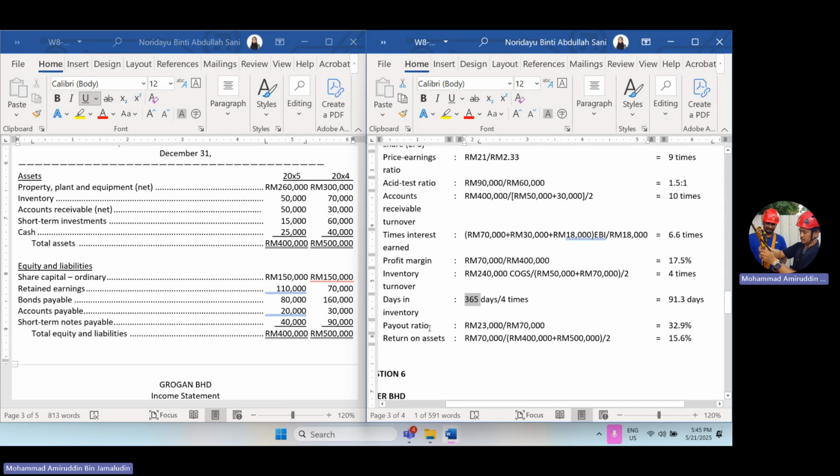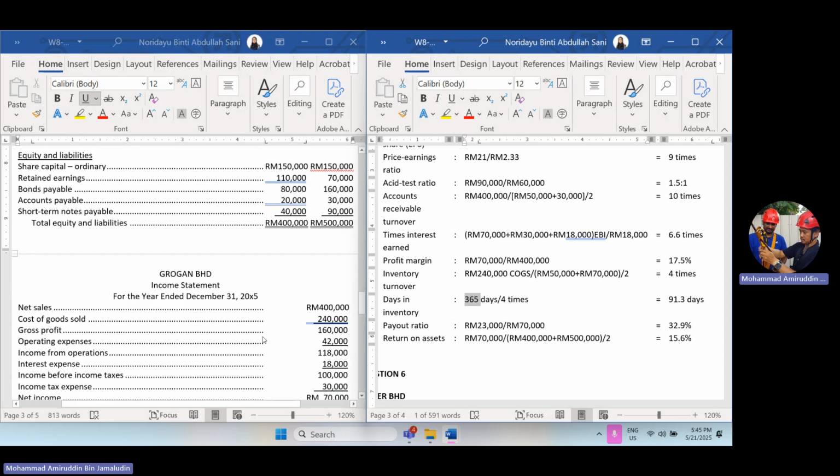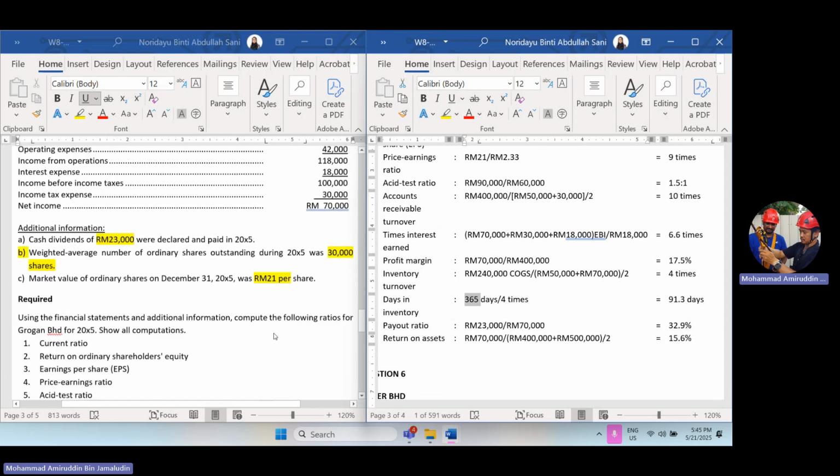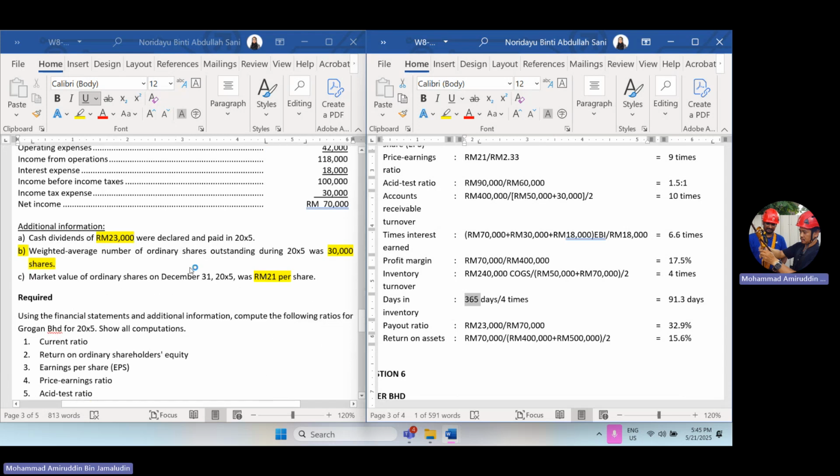Next, payout ratio. How to compute? Find your dividend, what you pay. Here, 23,000 divided by your net income. It means how many percent of my net income will be used to pay dividends. 32.9. The higher the better, for the investor. But for the company, not good, because the more dividend you pay, your retained earnings will be reduced.